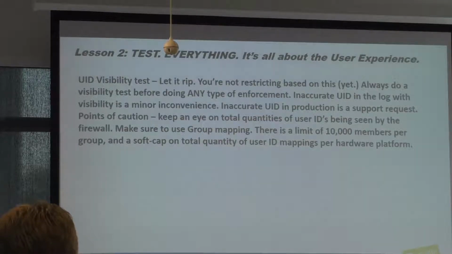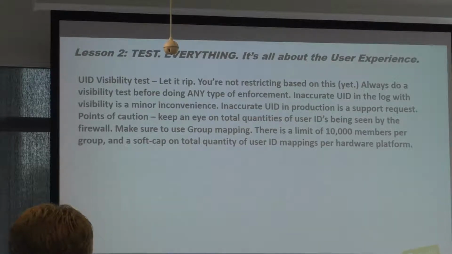So, for user ID, one of the tests, remember there's visibility and enforcement for user ID. Always do a visibility test first. And you can typically just let this one run, because essentially you're not blocking or restricting based on the user ID at this point. So always do that before trying to do any kind of enforcement. I make a point here: inaccurate user ID in the log with visibility is a minor inconvenience. In production, it's a support cost.